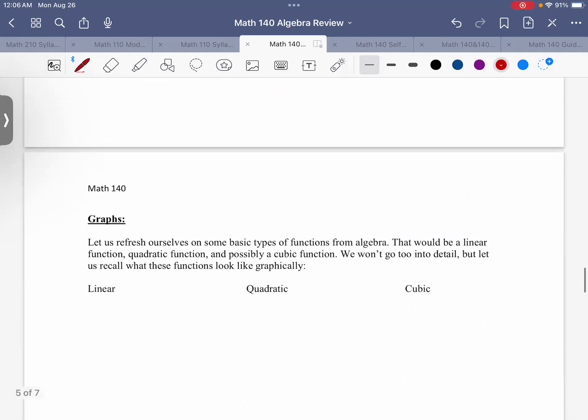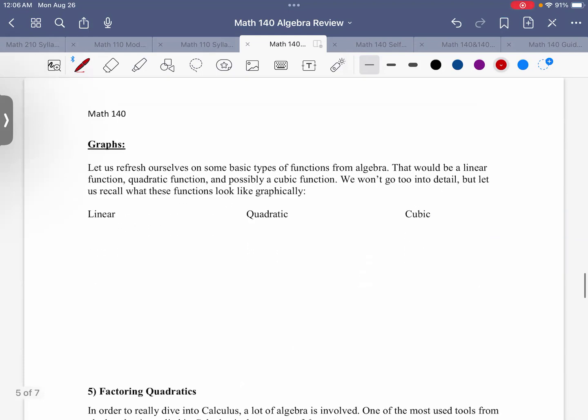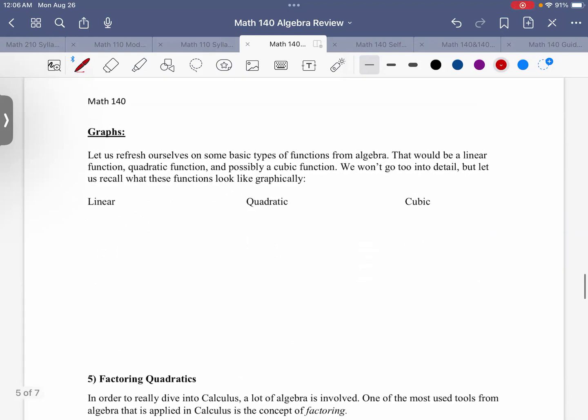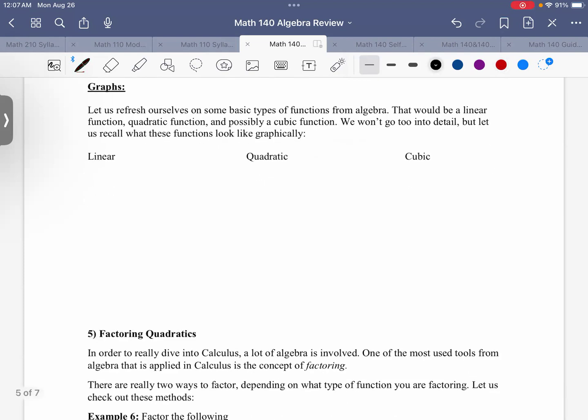Okay, so lastly, for this functions and graphs idea, let's refresh ourselves on some of the basic types of graphs with algebra. Since this is applied calculus, we're not going to go too deep into detail with all these graphs, but just get some general idea of what some of these basic graphs look like. So linear, if you recall linear functions, it's really just a line. It'll look something like we just drew above. Maybe it has a negative slope or something like this.